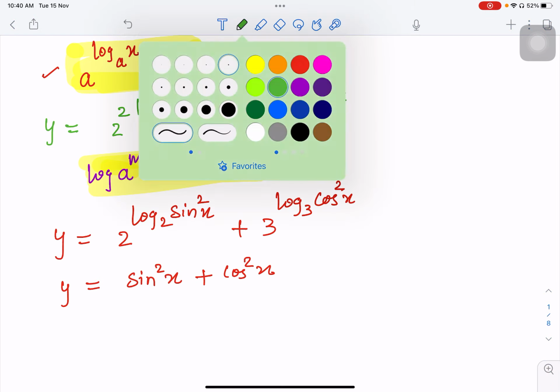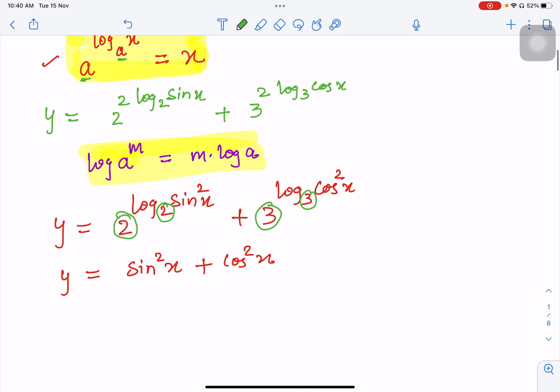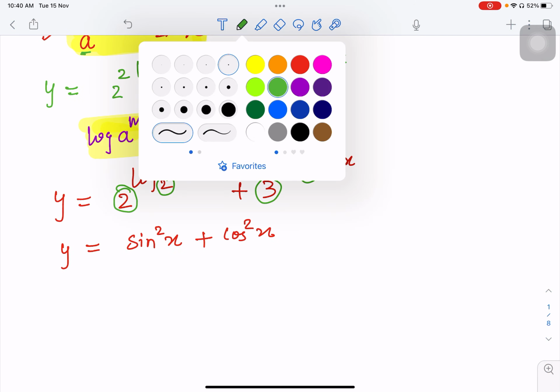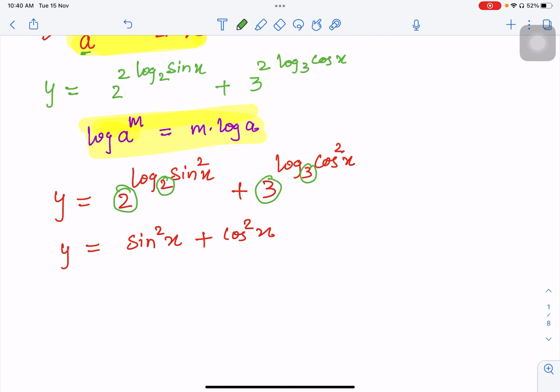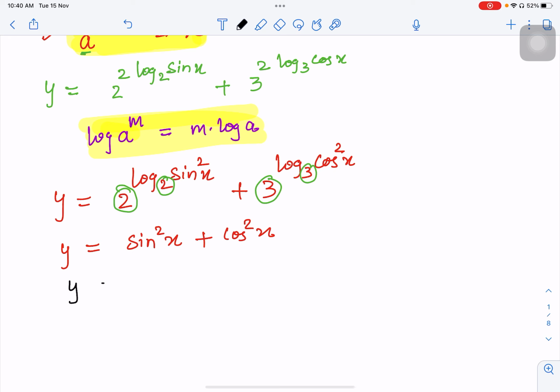Why so? Because the base of both is same. You see here, this 2 and 2, this 3 and 3. This is what the property says. If this base and this base match, then you just have to write the terms along with log, whatever is with log. So we will get y equals sin square x plus cos square x, and we know since childhood that sin square x plus cos square x is what? 1. So we will finally have y equals 1.